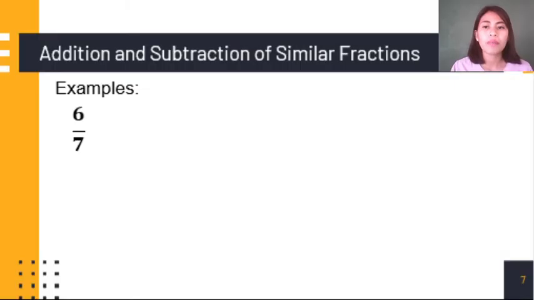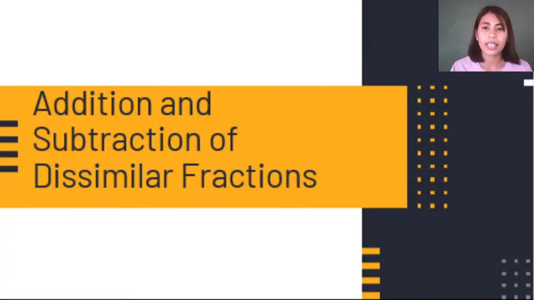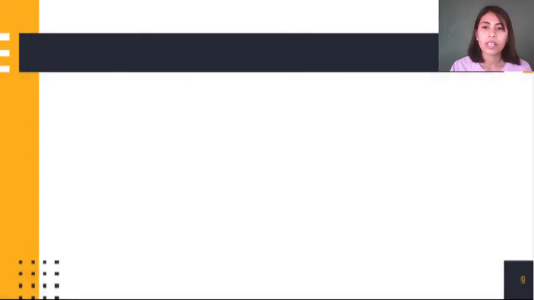Next, we have 6 over 7 minus 2 over 7 is equal to 6 minus 2 all over 7. Simplify, 6 minus 2 is 4 over 7. Next, we have 8 over 15 minus 4 over 15 is equal to 8 minus 4 all over 15. Simplify, 8 minus 4, we have 4 over 15. Next, we have addition and subtraction of fractions.